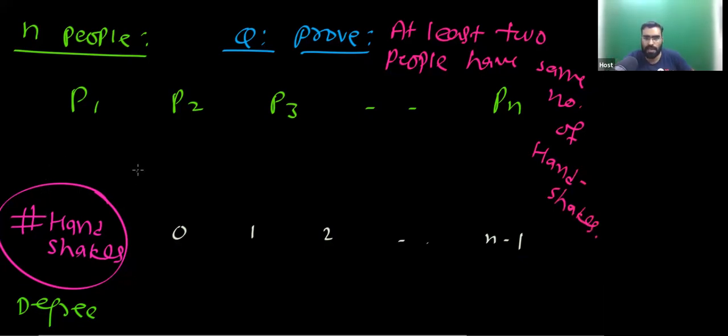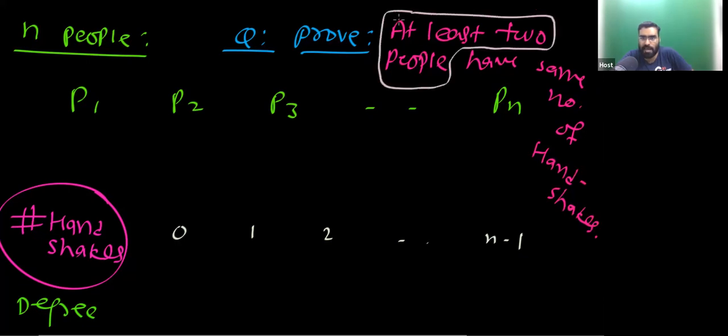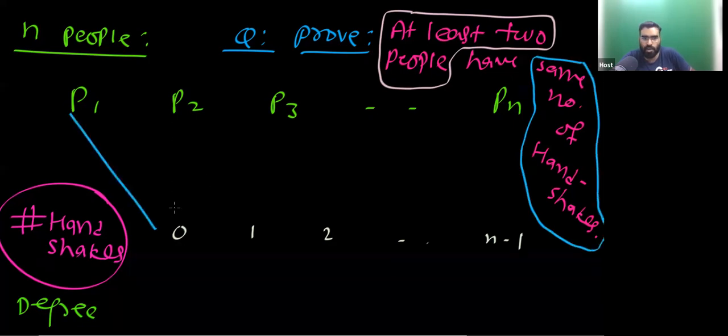Tell me, can I apply the pigeonhole principle here? P1 will have some number of handshakes, P2 will have some number of handshakes, P3 will have some number of handshakes. I want to prove that at least two people go to the same number of handshakes. Can I apply the pigeonhole principle here?